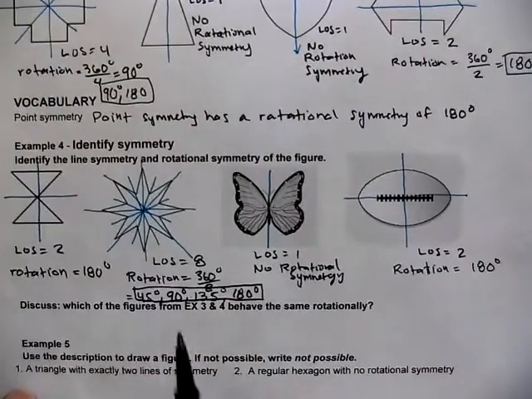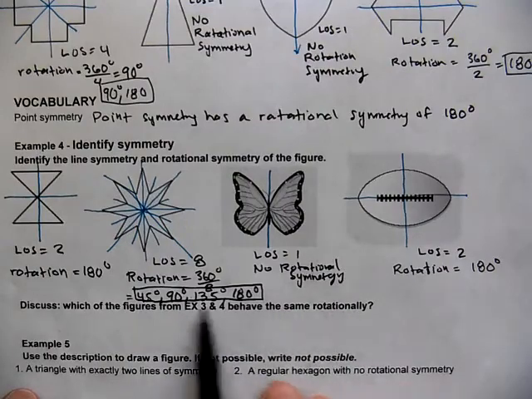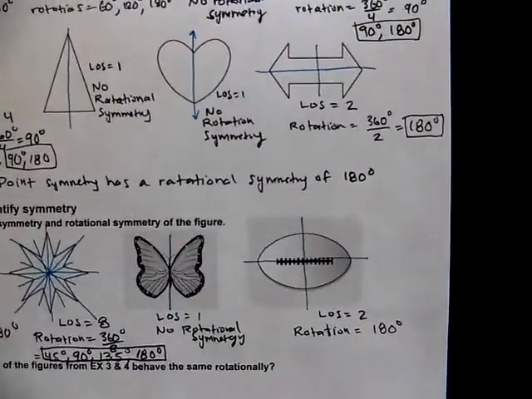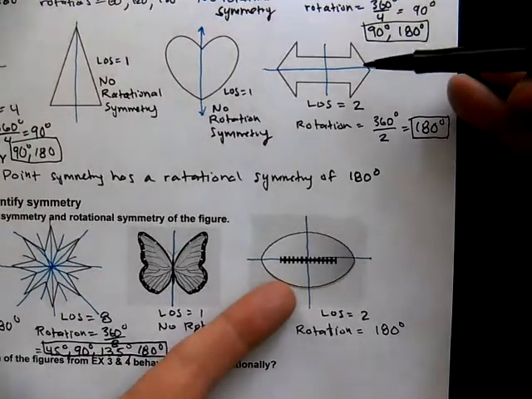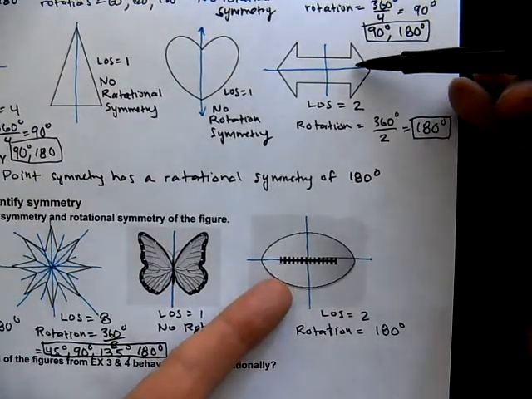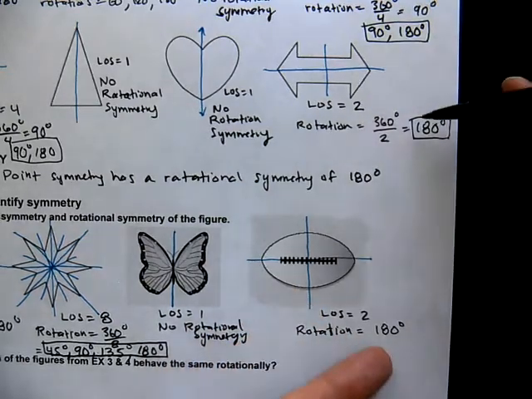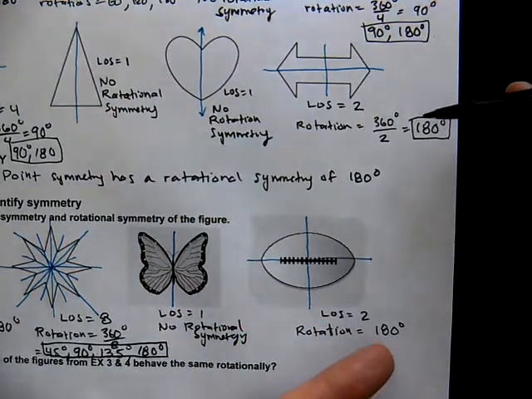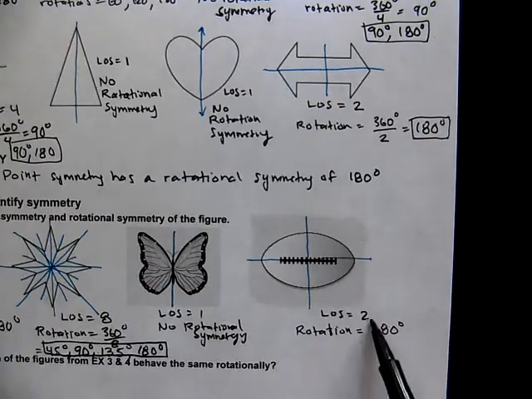So we have been discussing already which of these figures from example 3 and 4 behave the same rotationally. So here's just one more comparison. If you take a look at the football and this double-sided arrow, you can see they behave the same rotationally because they have the same lines of symmetry, so they have the same rotational symmetry as well.